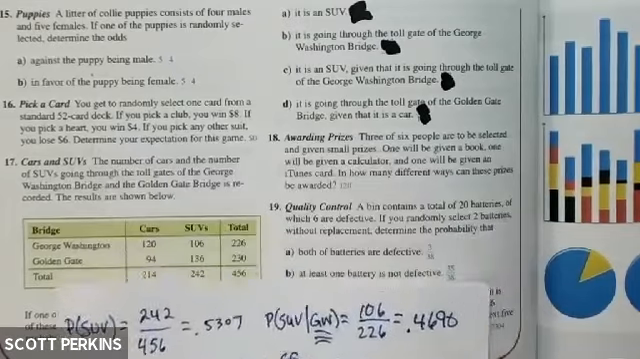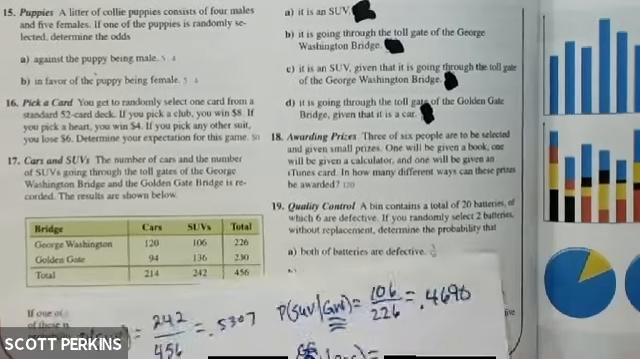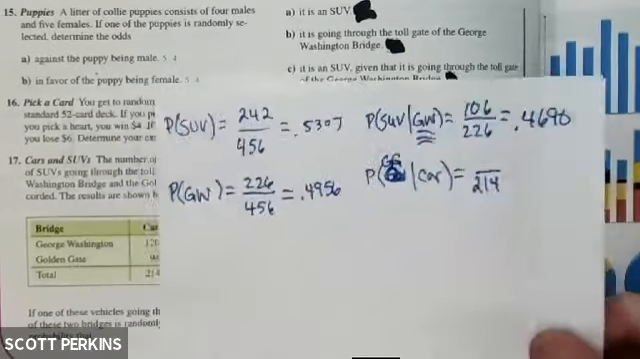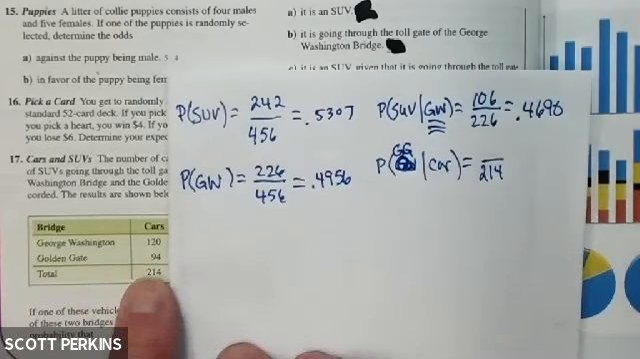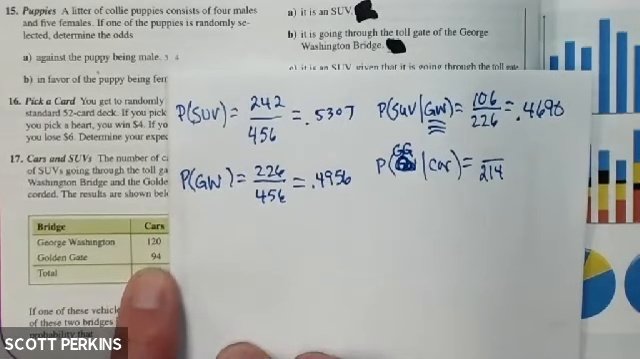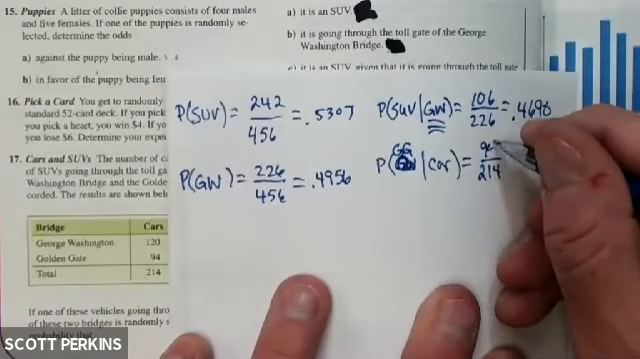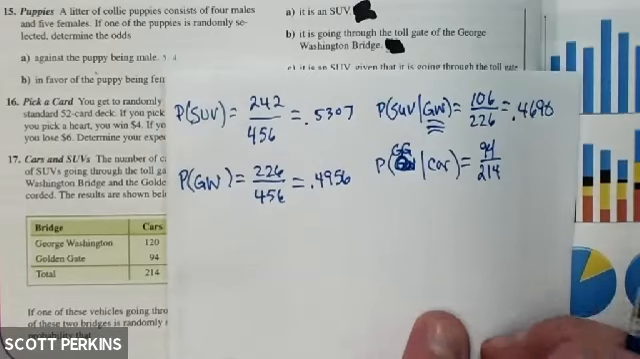Going back to my table, how many cars do I have in my table? 214, yes, so that's going to be the denominator. Now I'm just looking at this column because that's the given information. I'm only caring about the cars and how many of them are going over the Golden Gate Bridge. 94 of them. So when I divide that out, 94 divided by 214 is 0.4393.